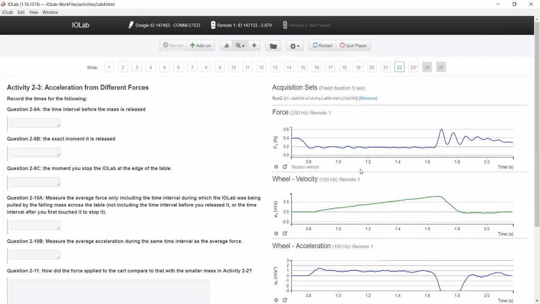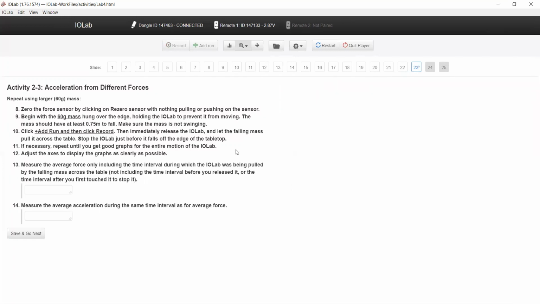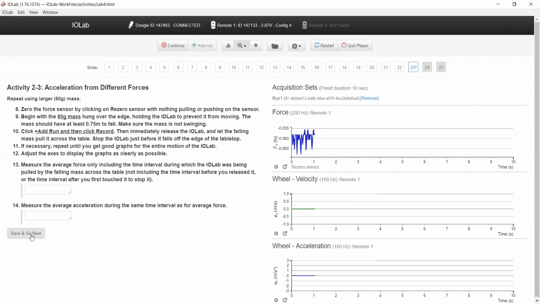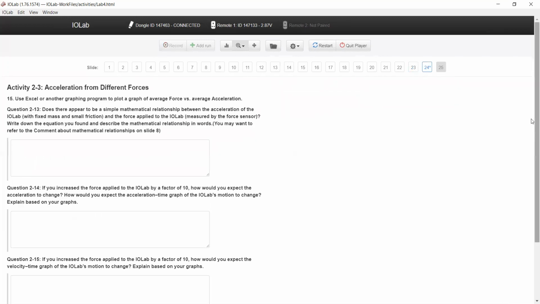Only thing is if you have higher mass, the slope would get higher, the value of the acceleration would get higher, the value of the force would get higher. Okay, so you may go ahead, do the experiment. For now, I'm just clicking record, stopping, just to click save and go next. You have to do the experiment and then only click on save and go next.